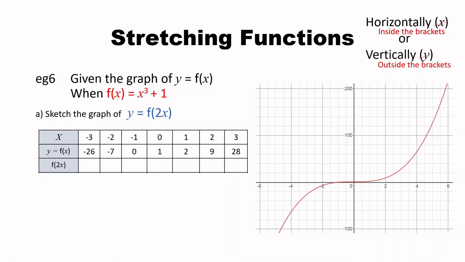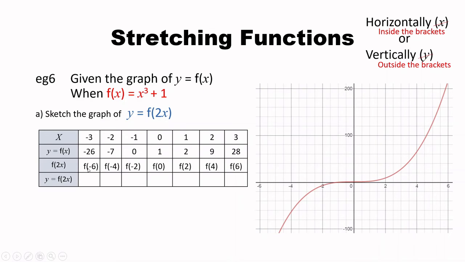First of all, f of 2x would be f of the x value multiplied by 2. So this would be f of negative 6, f of negative 4, f of negative 2, and so on. I've simply doubled the input value. I've doubled the x value. Now to work out what f of 2x would be like, I'm going to need to do f of negative 6, so negative 6 cubed plus 1. Negative 4 cubed plus 1, negative 2 cubed plus 1, and so on.